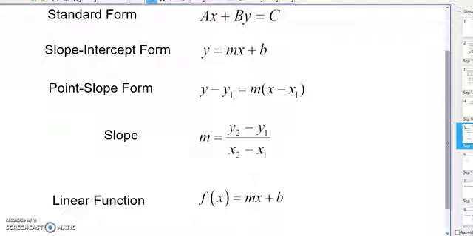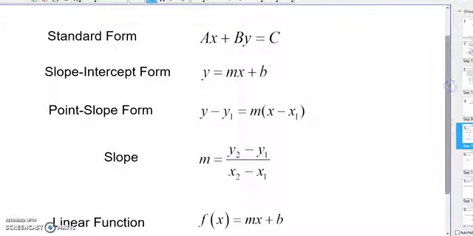There are other situations that we'll talk about in class where it's better to use point slope form, or it's better to use standard form. So let's just review what these are again. Standard form is ax plus by equals c, where a, b, and c are all integers.